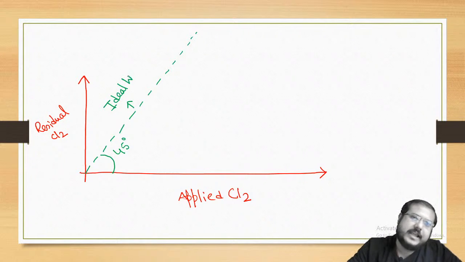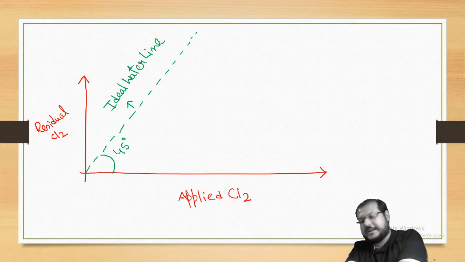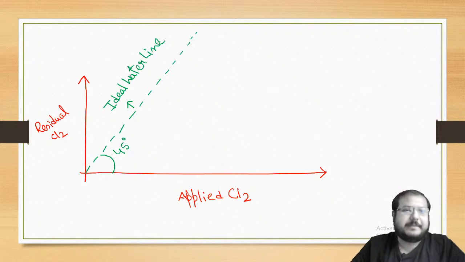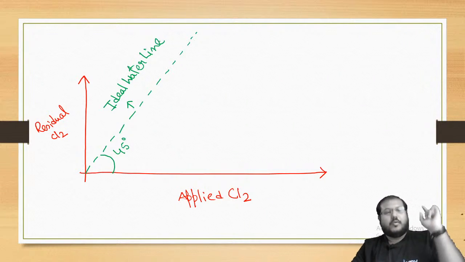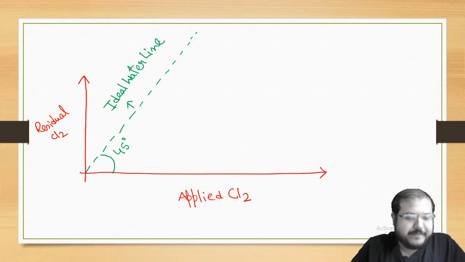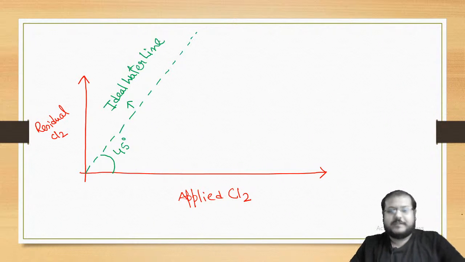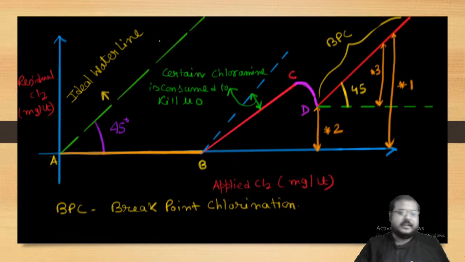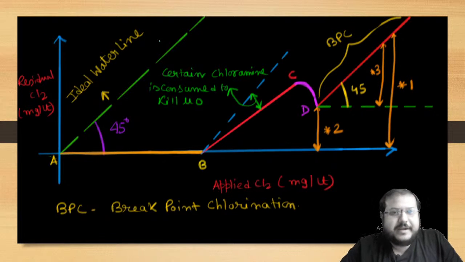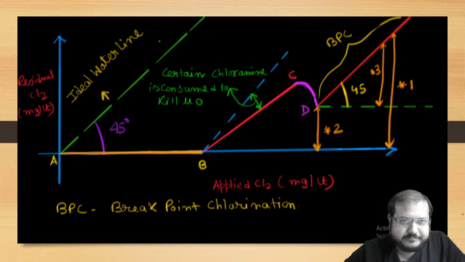क्योंकि पानी में कुछ है ही नहीं, ना है आपका मेटल आयंस, ना है आपका माइक्रो ऑर्गेनिज्म, ना है आपका एमोनिया, कुछ नहीं है पानी में. Then if you are applying chlorine, whatever you apply will be your residual. It will be at a 45 degree angle with the horizontal. It is nothing but the residual chlorine versus applied chlorine. So the green line is the ideal water line, at a 45 degree angle with the horizontal, the green line in the main figure.